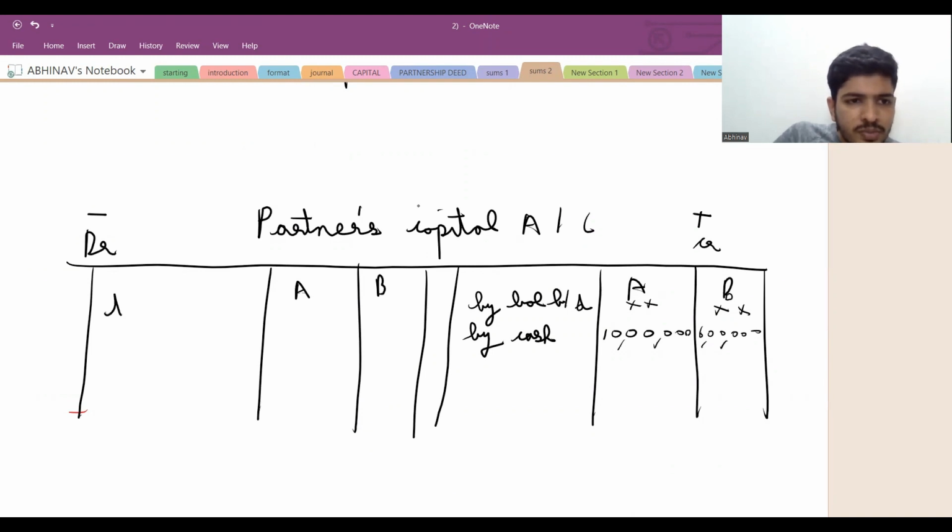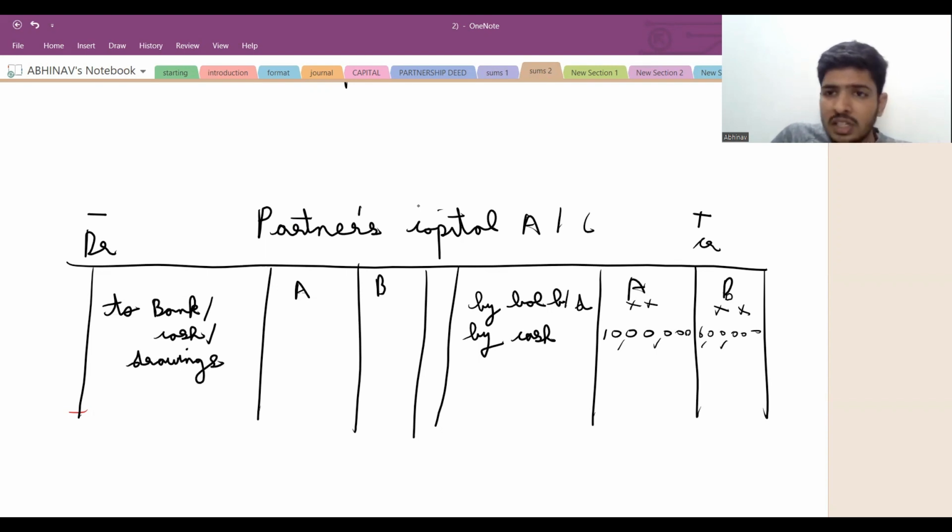So here, either write to bank, or you can write to cash, or you can write drawings account. I've told you the difference between all three in the previous lecture, and the impact is the same. So A drew 1,20,000, and B drew 80,000.